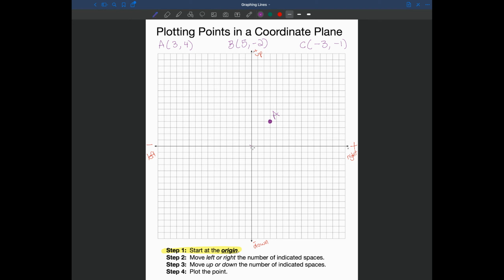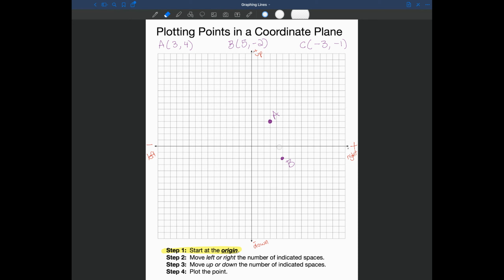So again, we go back to the origin. This time we have an x value of 5. So we're going to move to the right 5. You don't have to draw lines. Some people like to put dots. So they'll go 1, 2, 3, 4, 5. And this time our y value is negative 2. So we're going to go down. From here, we're going to go down 1, 2. And that's going to be my point. We're going to label it with a B. And again, those extra little lines, we don't really want anybody to see them. So we're just going to go ahead and erase those.